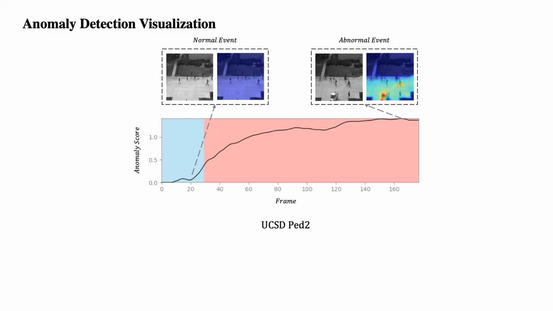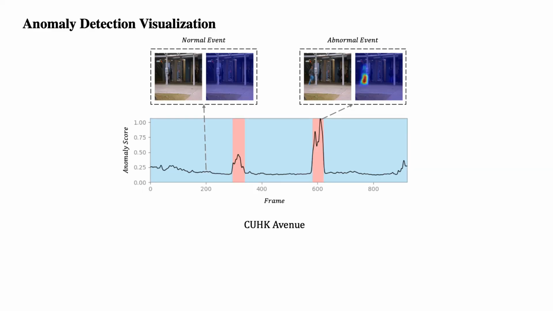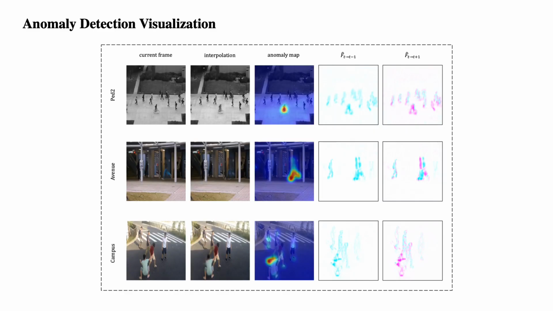We visualize the performance of this model: when a vehicle enters the surveillance range, a high anomaly score is output. As well, the model also outputs a high anomaly score when a person enters the sidewalk on a bicycle. In another scenario, someone running through campus can be judged to be abnormal behavior. Finally, we show the visualization of frame interpolation, anomaly heat map, and optical flow.